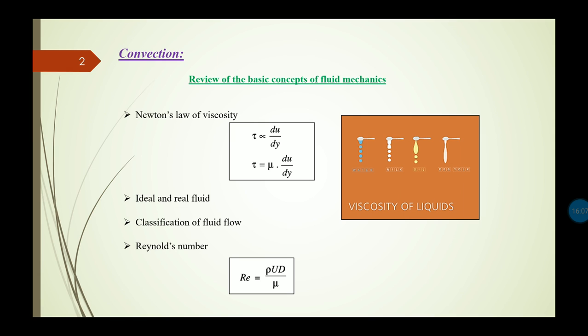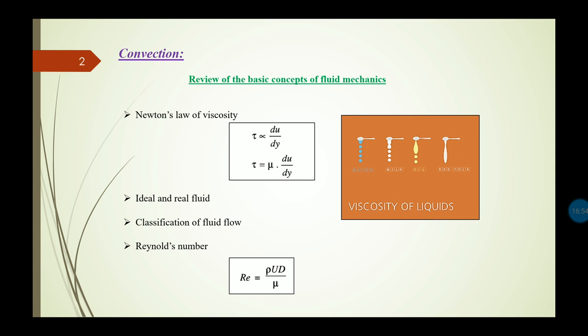Here rho is the density of the liquid, u is the velocity of the liquid, d is the diameter of the pipe, and in the general case this d is represented by L, the characteristic length, and mu is the dynamic viscosity of the fluid. It can again be represented as u d by nu, where nu is mu by rho, that is dynamic viscosity divided by density. So this is another representation, u L by nu, where nu is the kinematic viscosity.